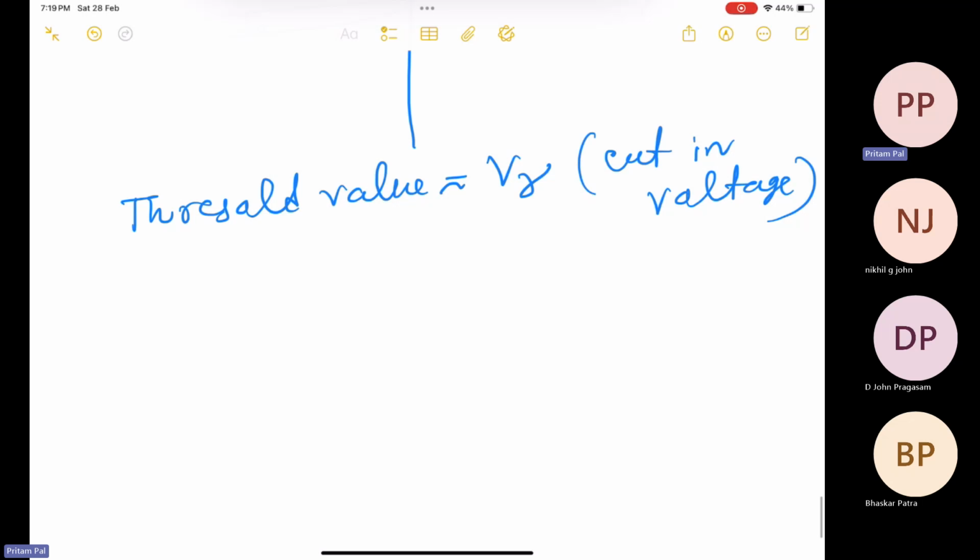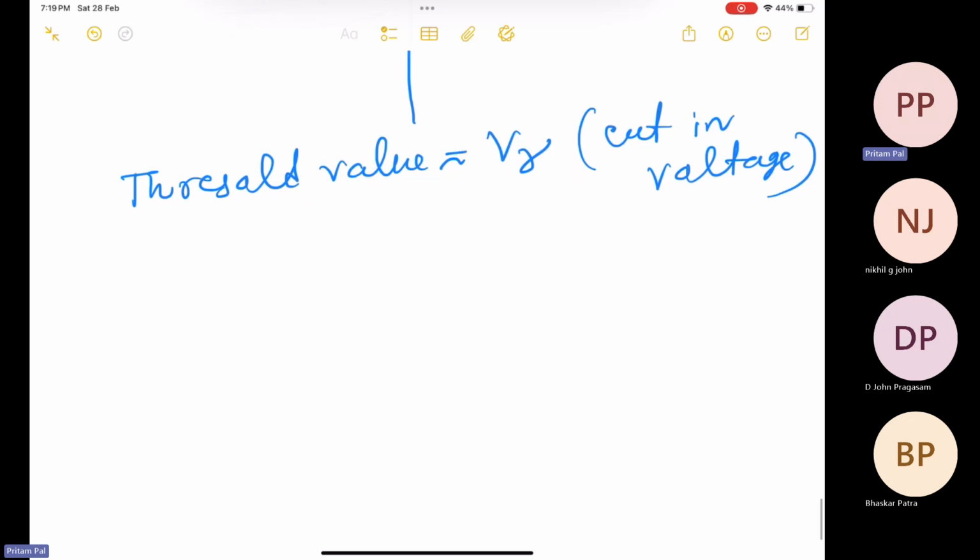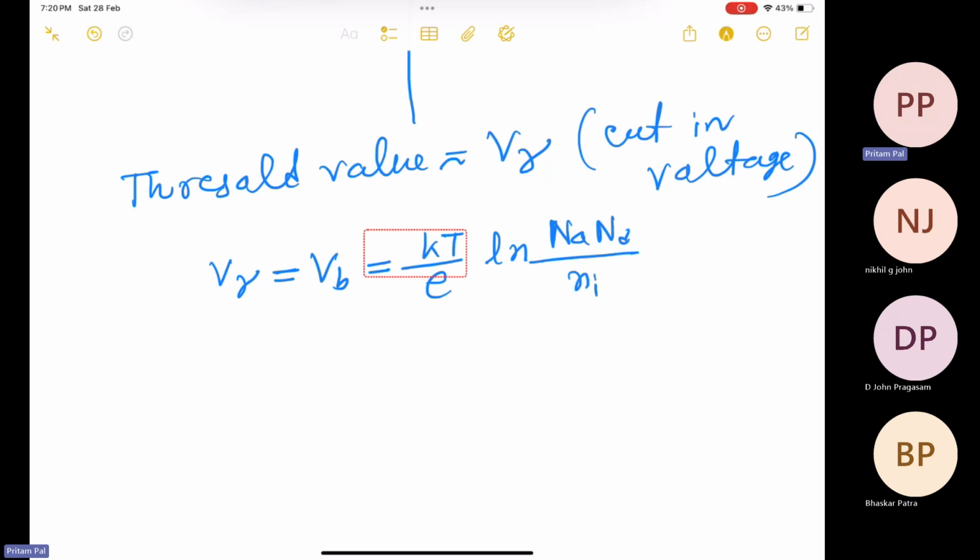And this, when we are applying a forward bias, generally it exceeds that V gamma. So the moment it becomes equal, after that it starts conducting. It is related to the built-in potential of your PN junction diode, so it can also be written as N_A N_D divided by n_i squared.